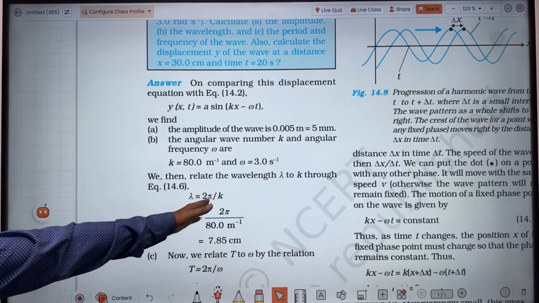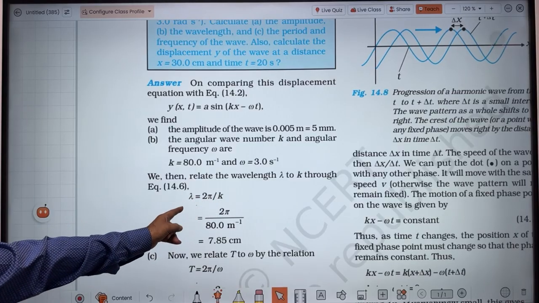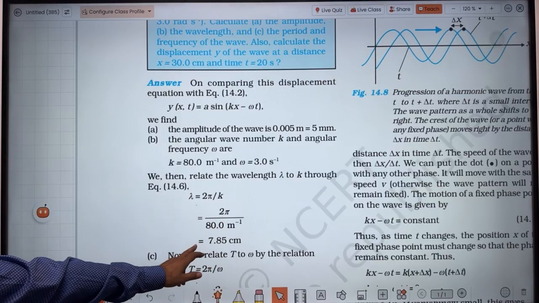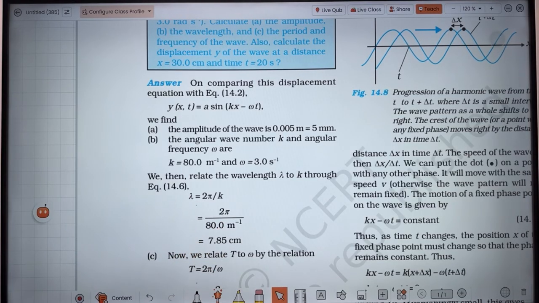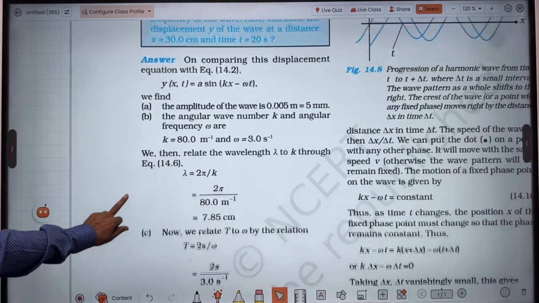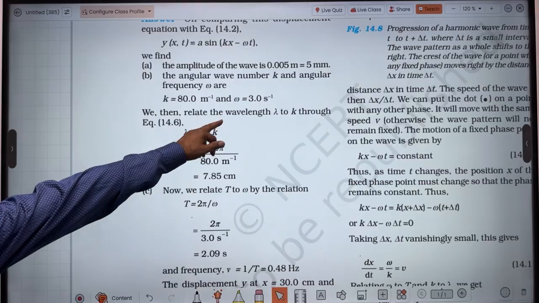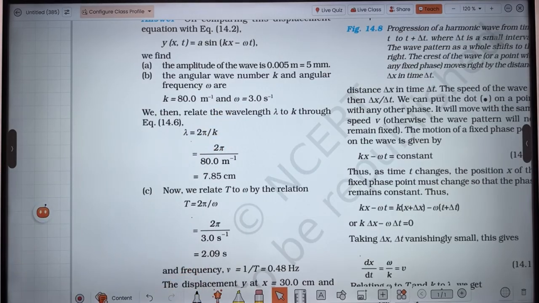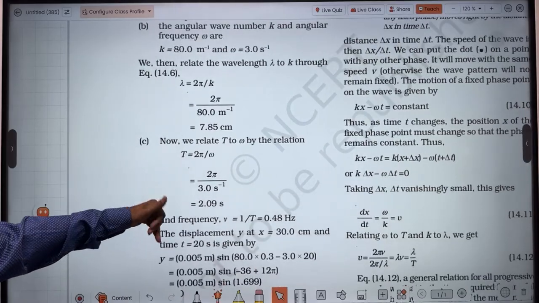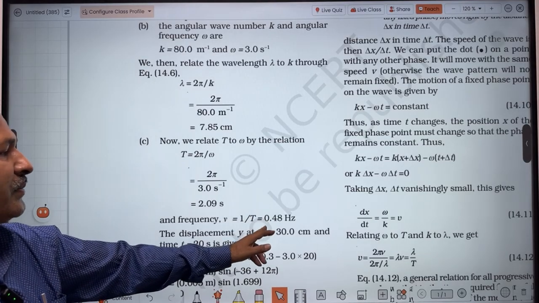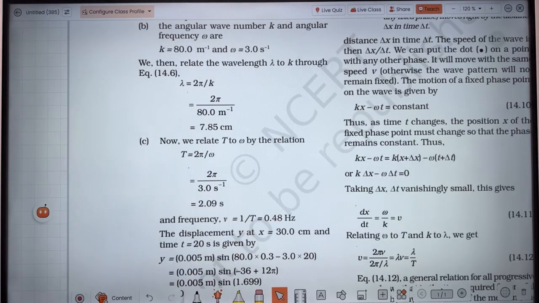Now, we write λ = 2π/k, that we know. We have the value of k, so we write it here, 2π/80. So λ we get is 7.85 centimeter. Now, the next point is we have to find the time period. For time period, you know T = 2π/ω. In our question, ω is given as 3. So just write the value, and we get 2.09 seconds. And then we have to find the frequency. You know frequency is 1 upon time period, 1/T. So it comes out to be 0.48 hertz.